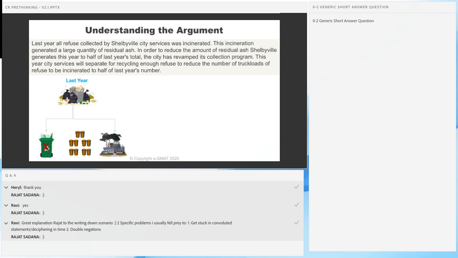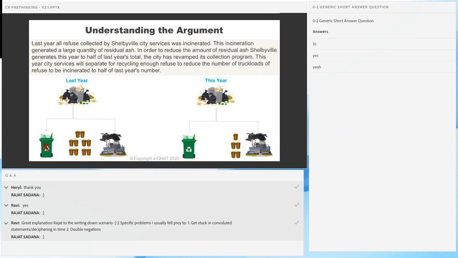All right. So what happened last year over here? Last year we got refuse. We did not recycle anything. We burned everything. So let's assume one trash can is one truck. How many trucks did we incinerate last year? Can you count the number of trash cans and tell me how many trucks did we incinerate last year? 10 trucks. Yes. Everyone can see 10.